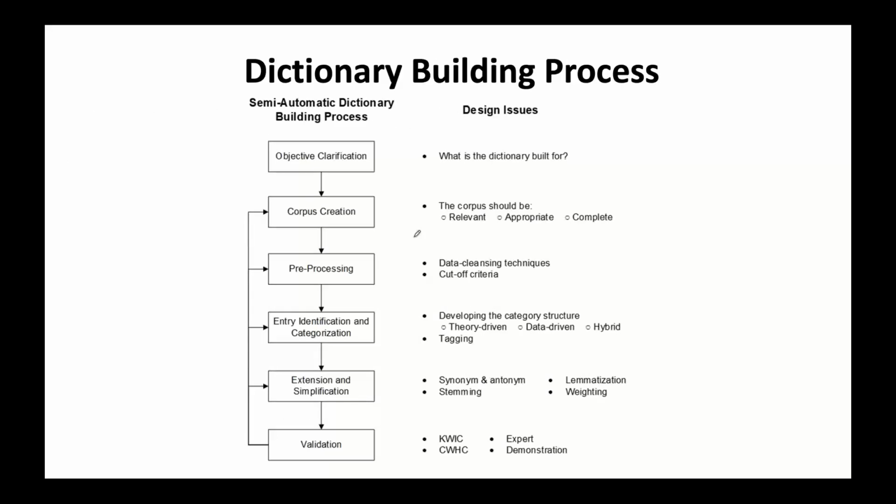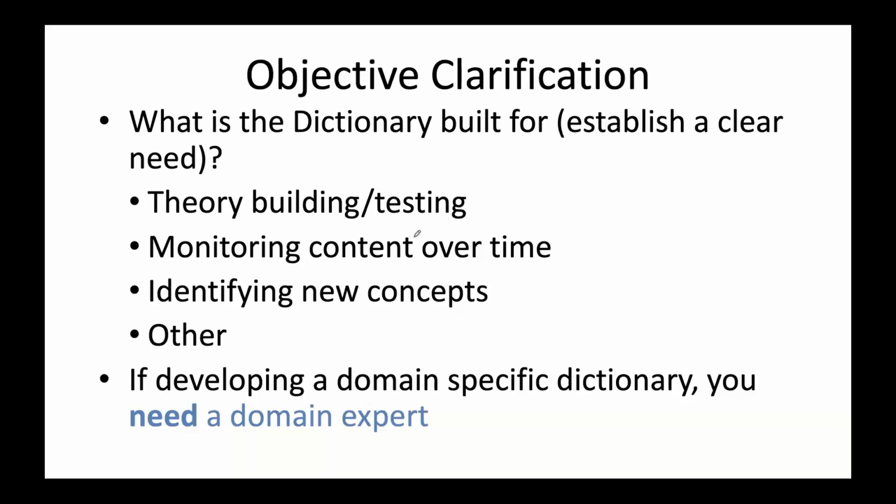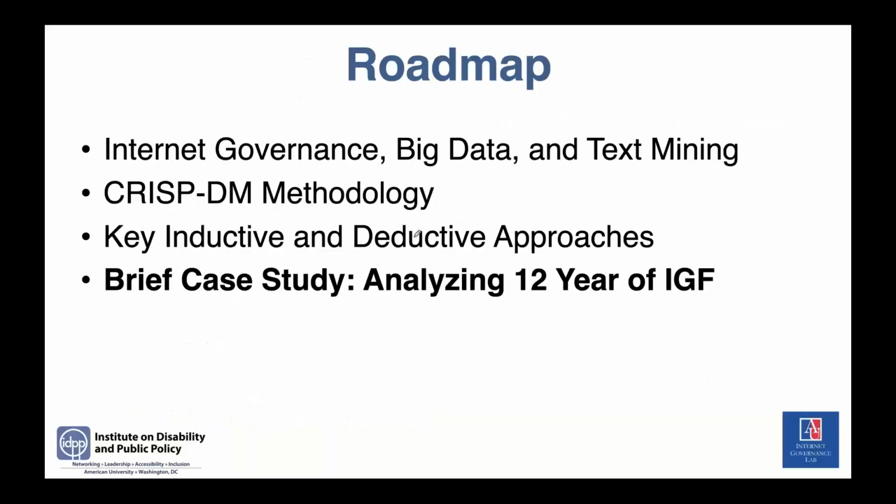The main thing to keep in mind here is, what is the dictionary being built for? You want to make sure you're clear, why are you building this dictionary? And as you go through these steps, you want to be clear about that, because you can't just start taking that dictionary and applying it to something else if it wasn't built to do that. So are you building it to do theory building and testing? Are you trying to monitor certain content over time? Are you trying to identify any new concepts? There are a number of things you can do, and it requires you, or at least to have access to a domain expert as you're trying to build the dictionary yourself. So please do keep that in mind.